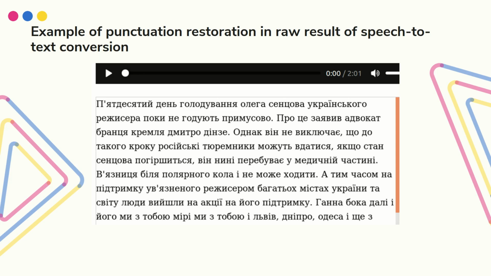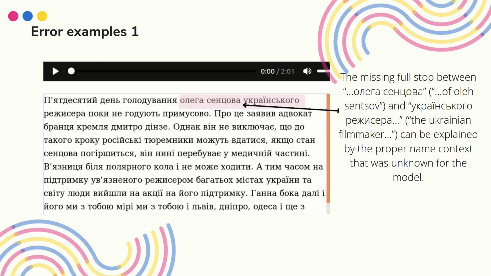In the next slides we analyze errors which are detected in this example. These errors are all of different types. The first error is the missing full stop. It could be explained by the proper name context that was unknown for the model.